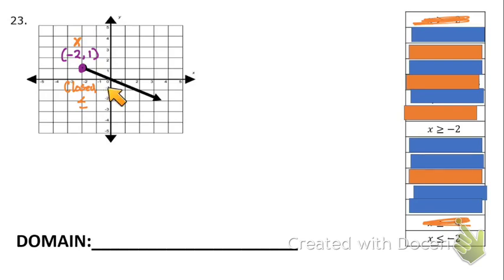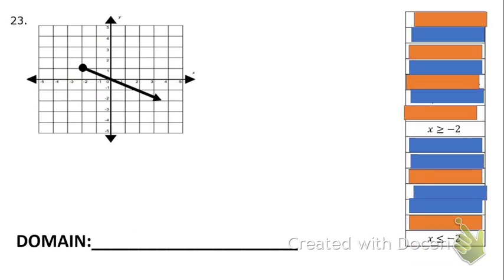Now, the question is, is this greater than or less than? This graph is going to the right. -2, -1, 0, 1, 2, 3, and 4, those numbers are all greater than. So then the answer has to be x is greater than or equal to -2.